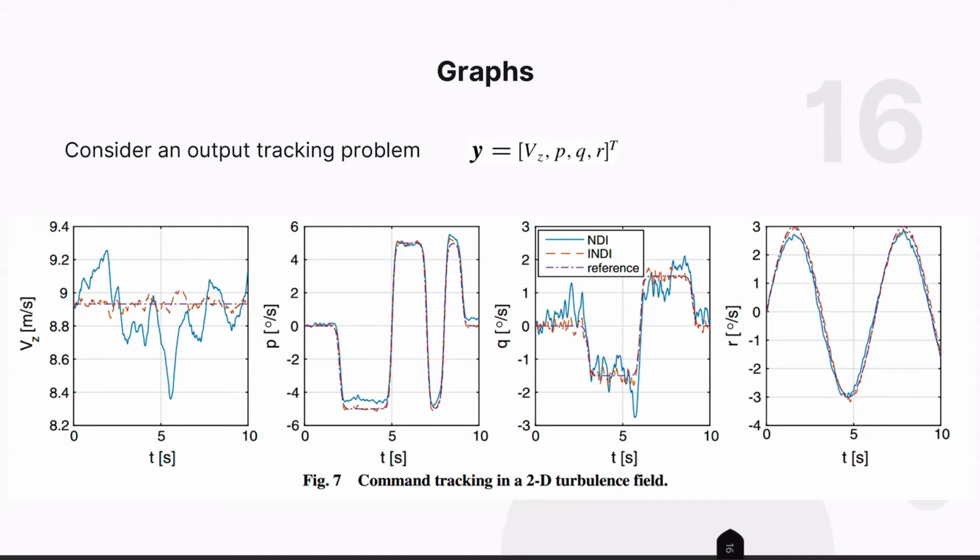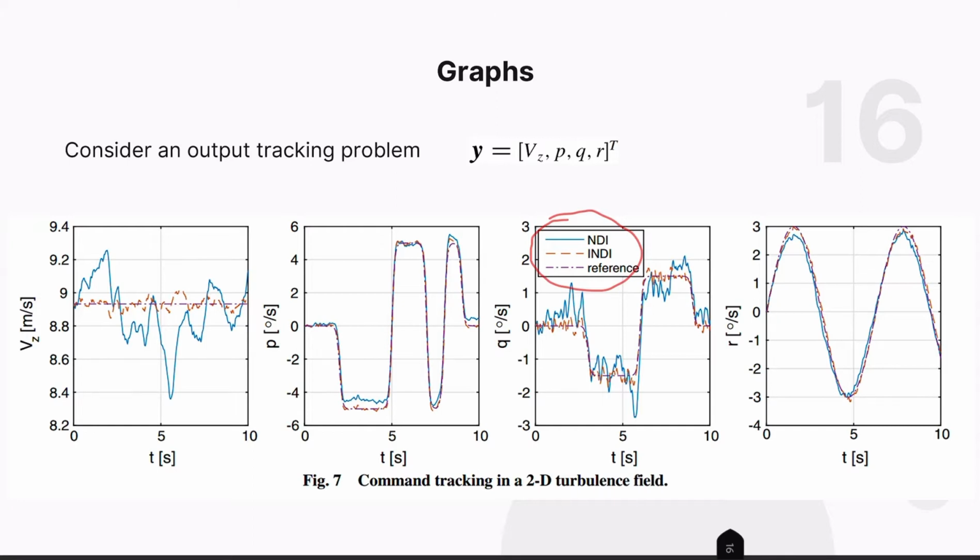If you look at the first graph from the left, it's for vz velocity. Here we have a reference. It was mentioned that NDI is the blue line, and INDI is the dashed red line. We have a reference, which means that INDI and NDI try to reach that reference. In the first graph, our reference is located between 9 and 8.8, and it can be clearly seen that INDI gives a better result than NDI, because NDI is a bit far away from the reference, and INDI is closer.